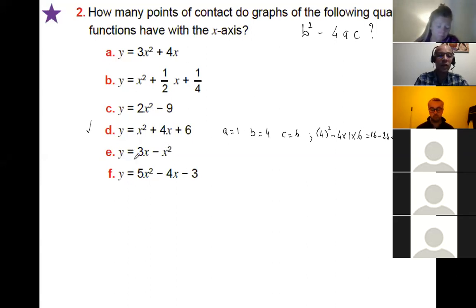Remember, if you got minus 3x minus x squared, here a is negative 1. b is 3. You just rewrite it as ax squared plus bx plus c. And here c is 0 for this one. And I'll let you do the other ones.